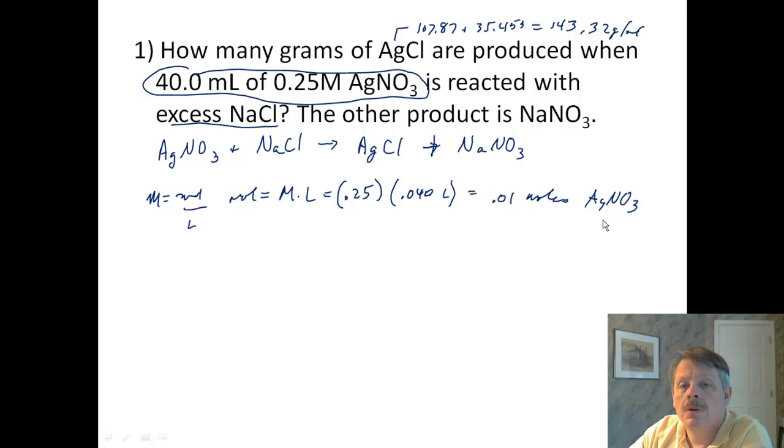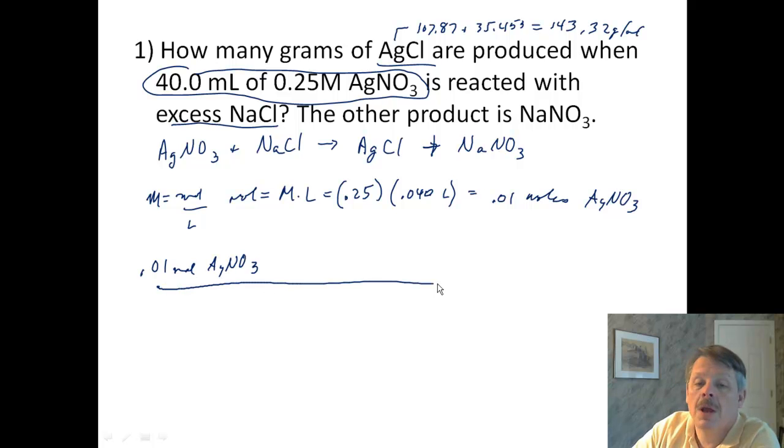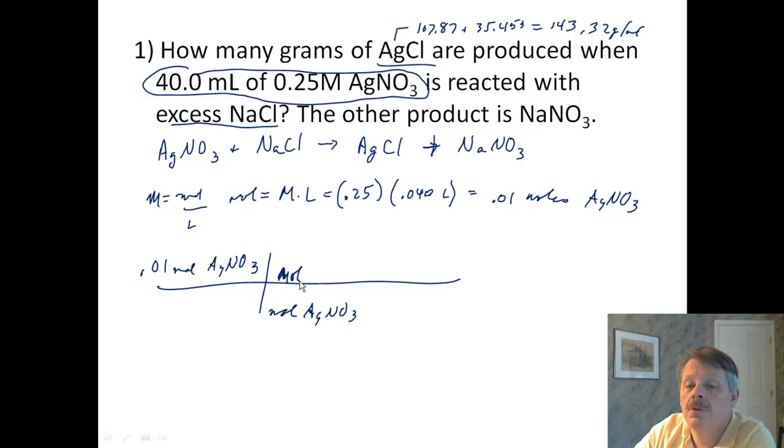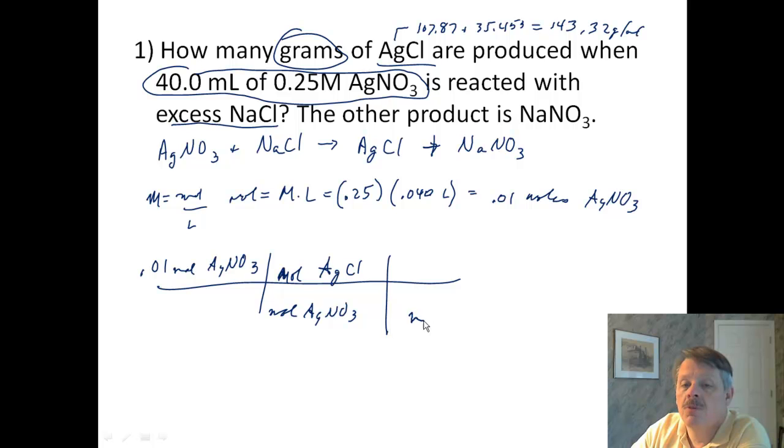Now, what do I want? Well, I want grams of silver chloride. So I can go from moles to moles. That's my stoichiometry piece. So I start with 0.01 moles of AgNO3. But I don't want moles of AgNO3. I want moles of AgCl. Alright, but am I done? No, because it's asking me up the top. The question is all about grams. So I have to go from moles of AgCl to grams of AgCl.